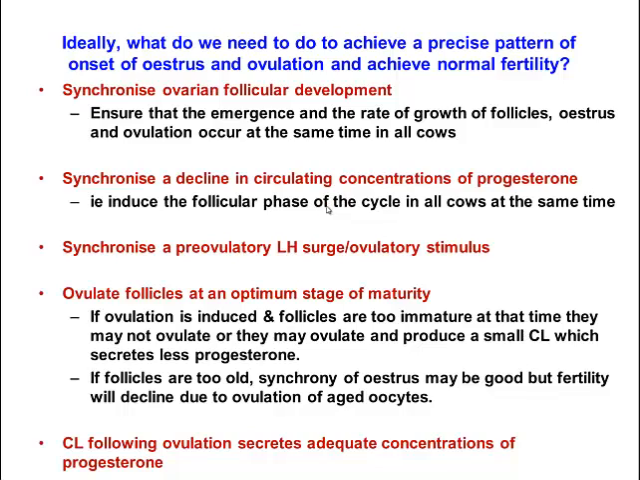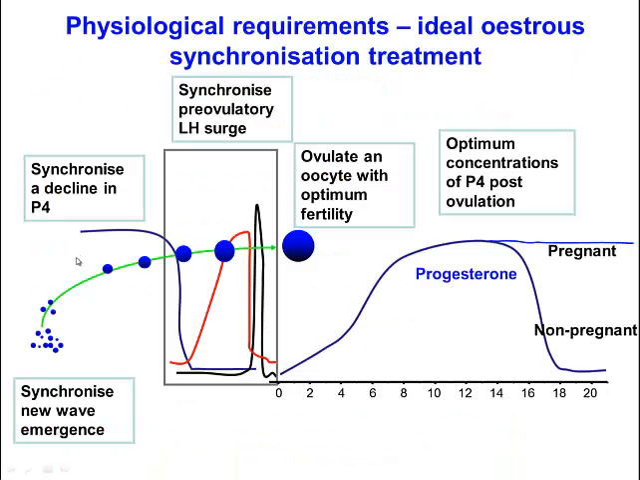We want to synchronize a decline in circulating concentrations of progesterone, that is, induce the follicular phase of the cycle in all cows at the same time. So again, we want concentrations of progesterone to decline in all cows at the same time. So if we're treating with progesterone, we want to somehow stop treating them with progesterone at this time.